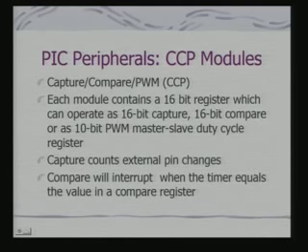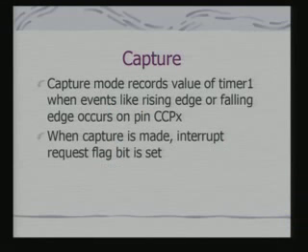Now, what is PWM? Pulse width modulation, and we shall see its application, how it happens. First, let us look at the capture. Capture mode records the value of timer 1 when events like a rising edge or falling edge occur on pin CCPx. CCPx means, depending on the number of CCP modules you have, it will be CCP1, CCP2, external, etc. When a capture is made, the interrupt request flag is set. In fact, this is one of the sources of peripheral interrupt.